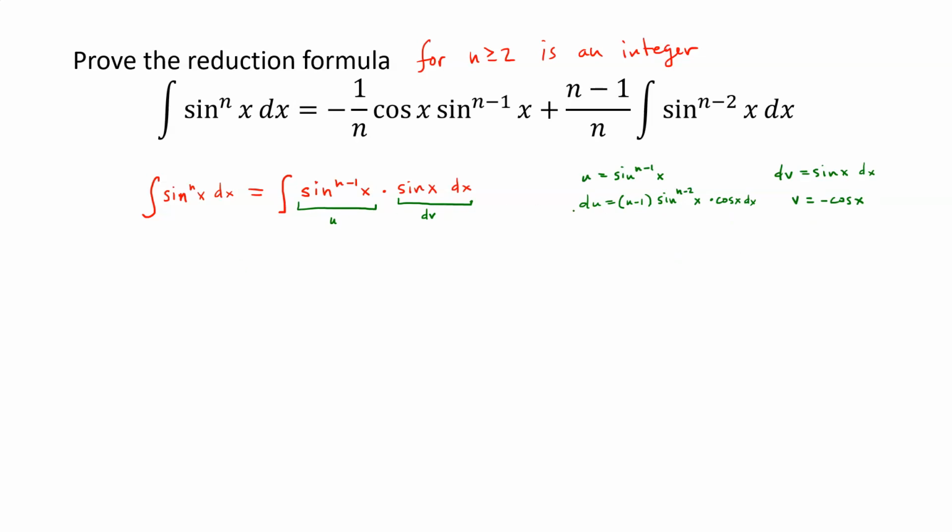So after I've figured out what my u and my dv are, let's write out what the integration by parts formula gives us. Okay, so that'll be u times v, so that'll be sine to the n minus 1 times negative cosine. So I'll write negative cosine x sine to the n minus 1. So it's the uv minus the integral of v du. So here we've got v is negative cosine x times du is all this stuff here.